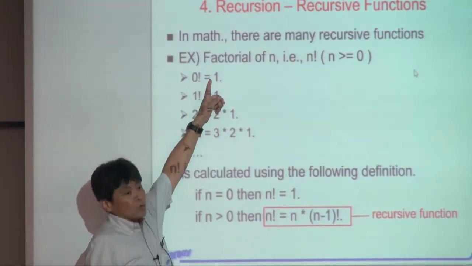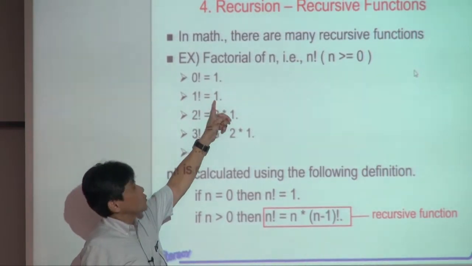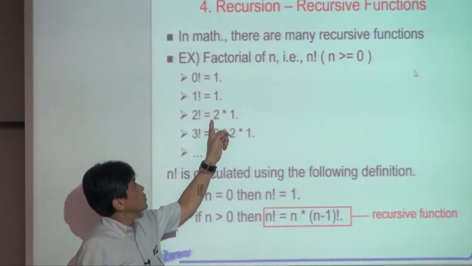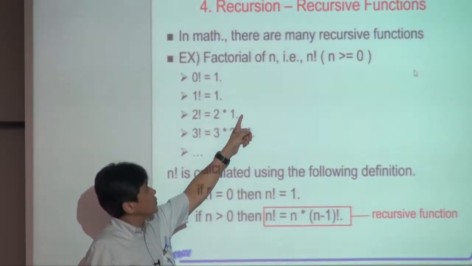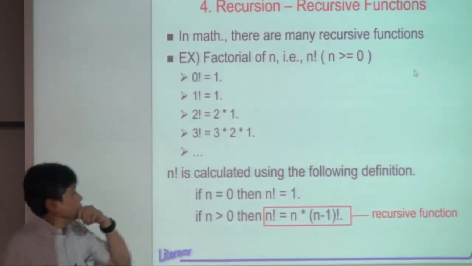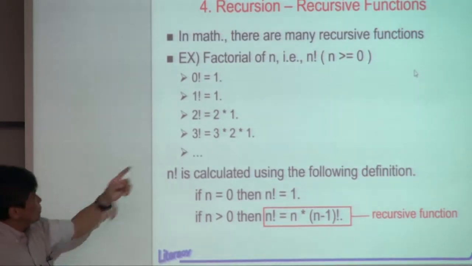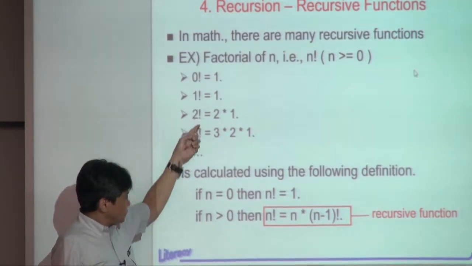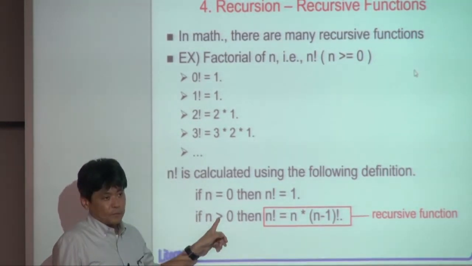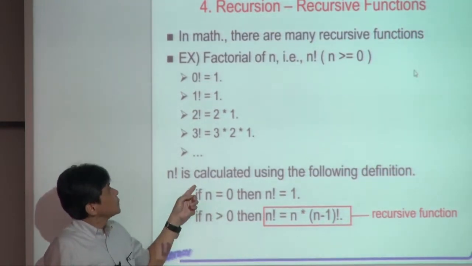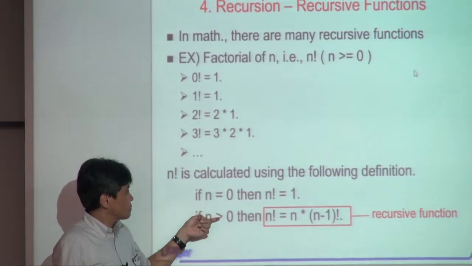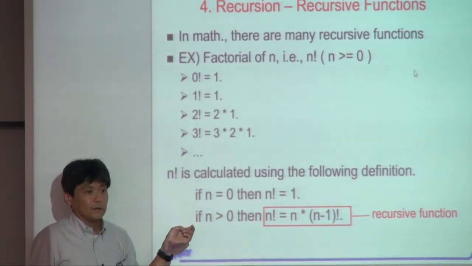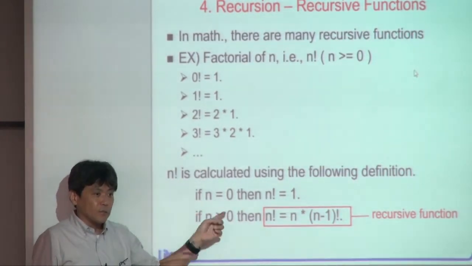Factorial of 0 equals 1. Factorial 1 is also 1. Factorial 2 is 2 multiplied by 1, so it's 2. This is the definition. And as an algorithm, you can define the factorial function like this, by using a recursive call.